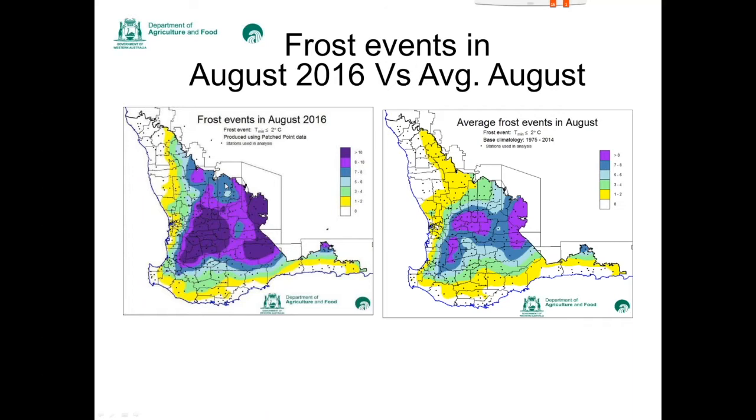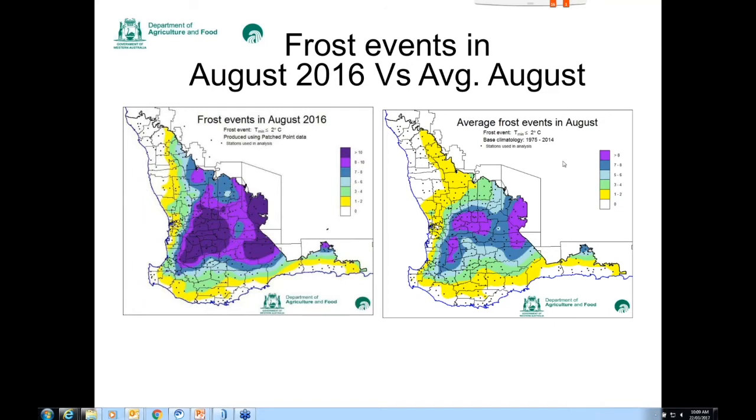So these are basically the frost events in August 2016 on the left here versus the average frost events we have in our production system throughout the main growing season. You can see last year we had large parts of the central wheat belt where we had more than 8 to 10 days of frost in August. Normally those areas are relatively small, but last year, compared to normal, August was definitely a lot more frosty.